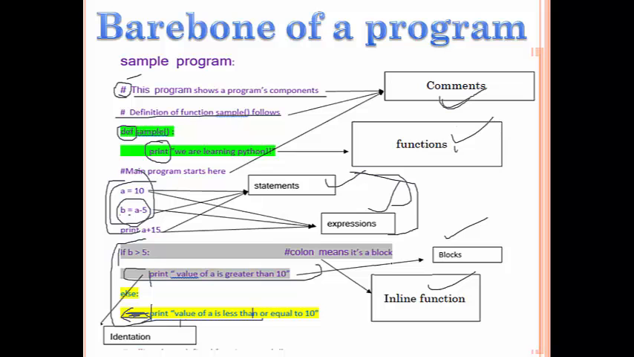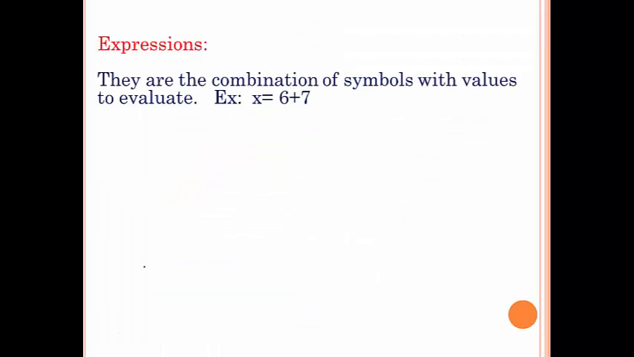And this is an inline function. Inline function means you could see the function starts from here. It doesn't begin on its own line, unlike this function. It's written in the line only, after some syntax. So this is inline, and this is called indentation. Now next we are going to learn a little bit more about expression, comment and the other parts of the bare bone program.